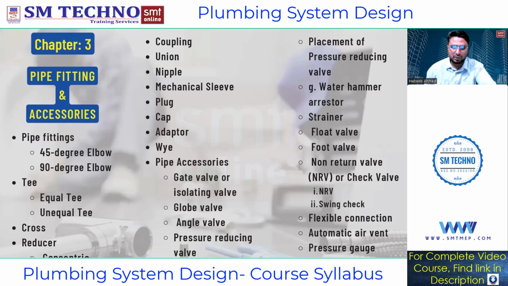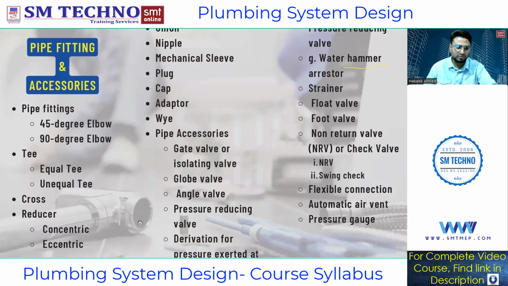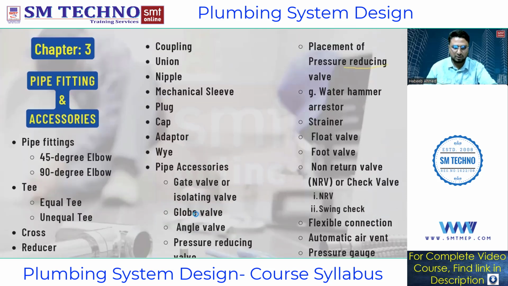So here, if you can see, there are some listed fittings and accessories. Let me read out quickly, then we'll proceed with part 2 of the water side. So fittings: 45-degree elbow, 90-degree elbow. Then the fitting is the T, one is an equal T and one is an unequal T. Next is a cross, and next is a reducer. In reducer, we have two kinds: one is concentric and one is eccentric. So what do you mean by that? We'll be seeing later on.